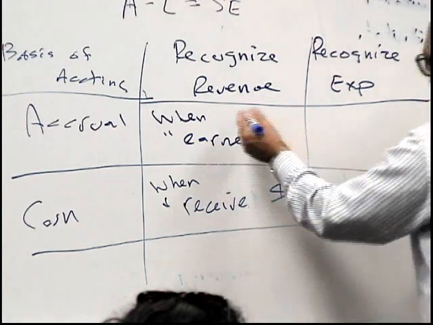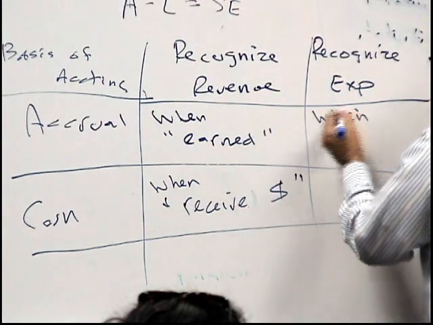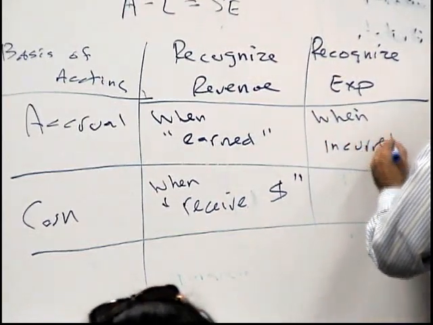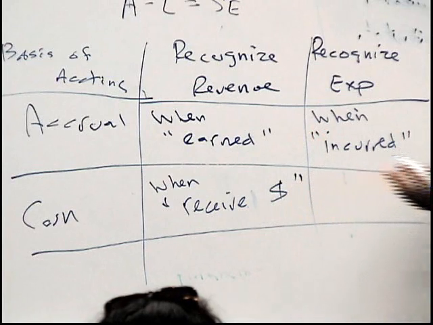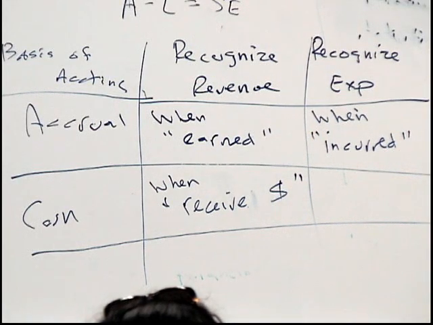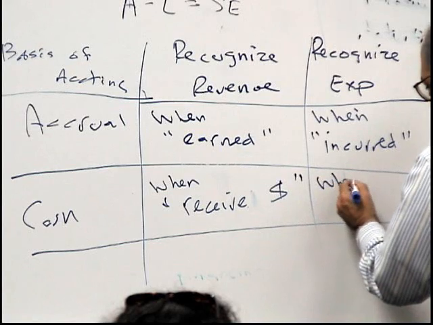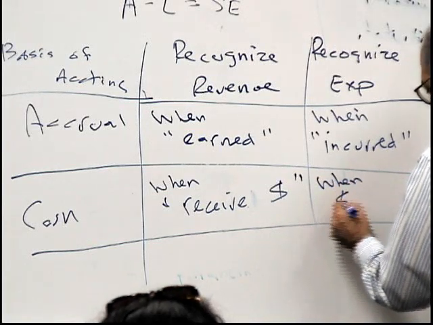And in terms of expense under accrual, you recognize expenses when incurred. Doesn't mean you paid for it, right? But if you ship goods, you have a sale, you have cost of goods sold, you have freight expense, you have salary expense, you have rent. Doesn't mean you paid for everything, but we're going to try to record all the expenses related to that sale. Under the cash basis, we only recognize expense when dollars are paid.